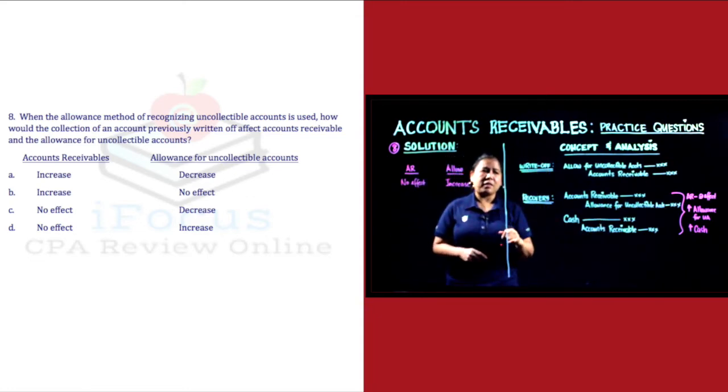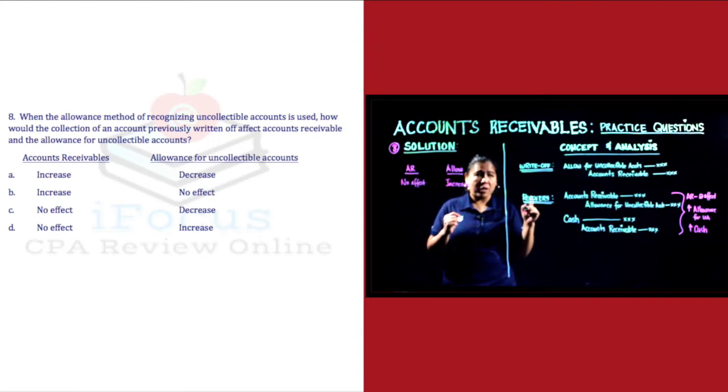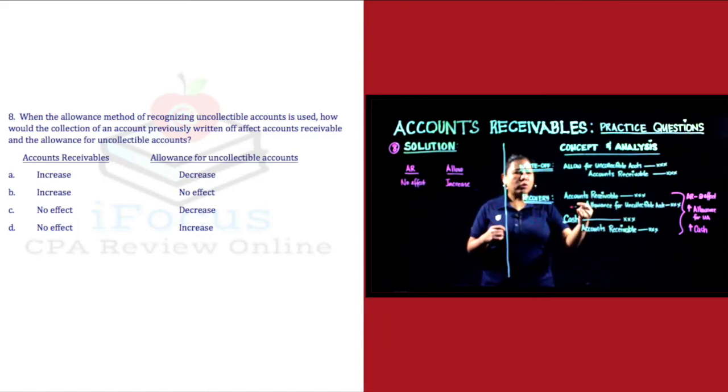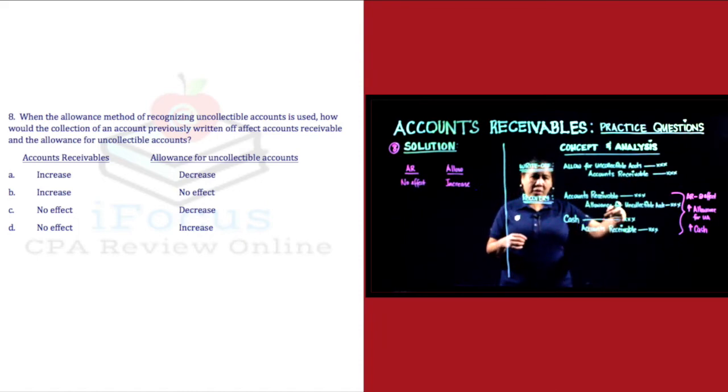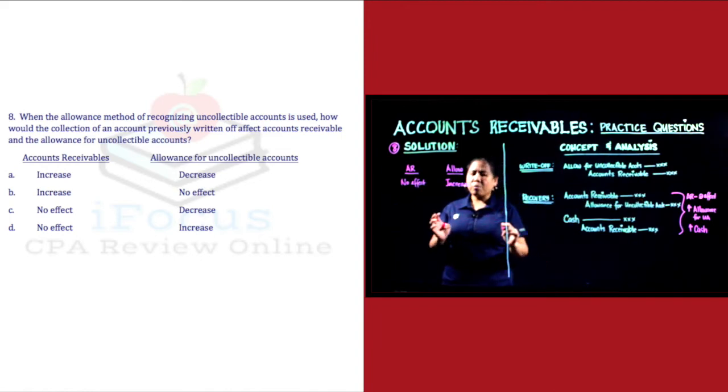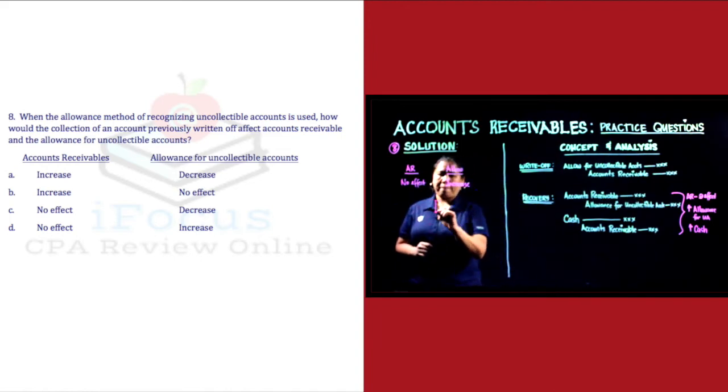Bakit increase? Kasi the normal side of your allowance for doubtful accounts or allowance for uncollectible accounts is credit side. Alright? Kung nag-credit ka ng allowance, ini-increase mo yan. Kung nag-debit ka ng allowance, dinidecrease mo yan. Alright? Hindi tinatanong ng problem ang effect sa write-off. Ang tinatanong ng problem ay yung effect sa recovery, sa collections. So, our answer is letter D.